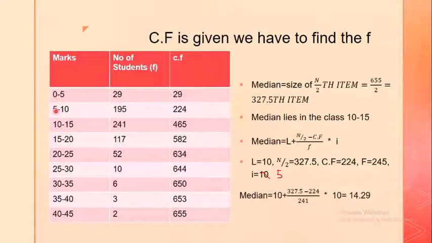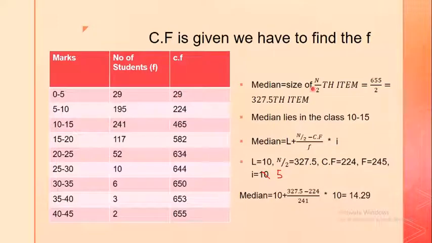Now here, since it is less than 5, I have written it as 0 to 5. Then the next class is 5 to 10, 10 to 15, 15 to 20, etc. up to 40 to 45. Then the number of students, actually what we are given with is what? Cumulative frequency, that is 29 to 655. From this I found out the number of students, that is f.